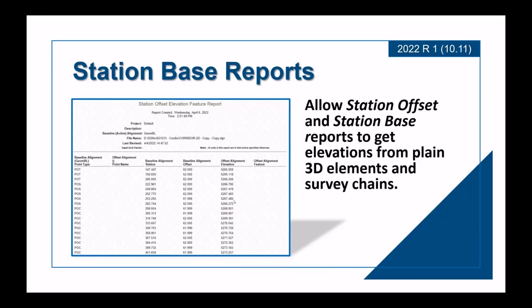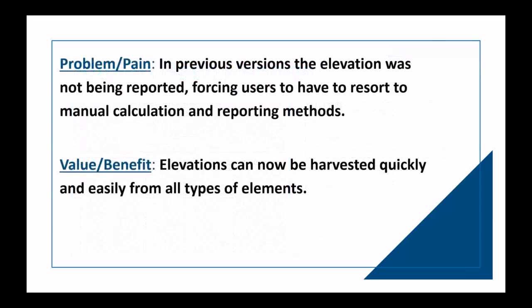Back in 2022 R1, we made an enhancement to the station offset and station base reports, where we allowed them to report on 3D elements and survey chains. In previous versions, these reports had to be geometry. It wouldn't report, for example, elevations off of 3D elements or survey chains. So we removed that limitation in 2022 R1, so you can report on anything. All right, let's take a look at the next one.